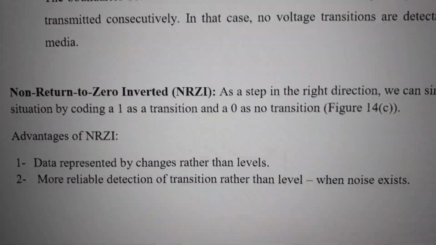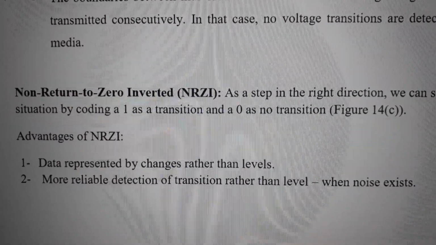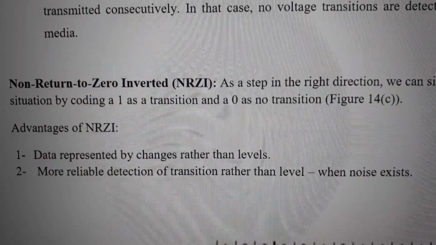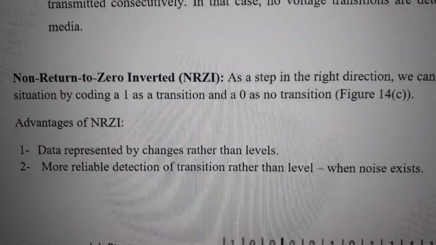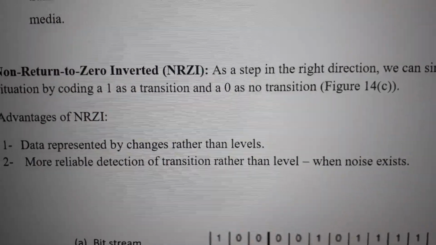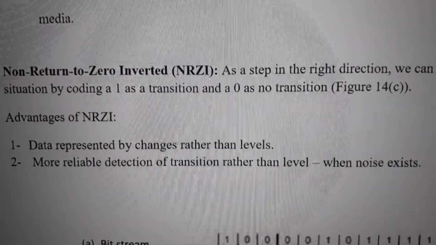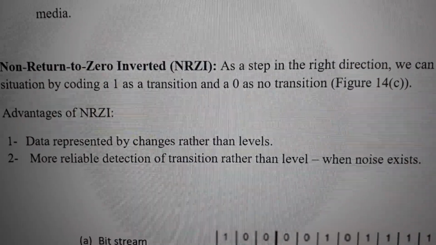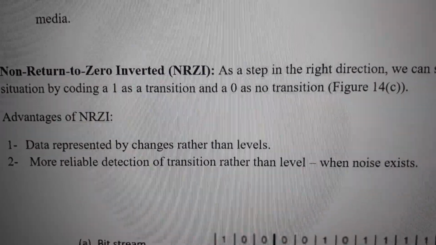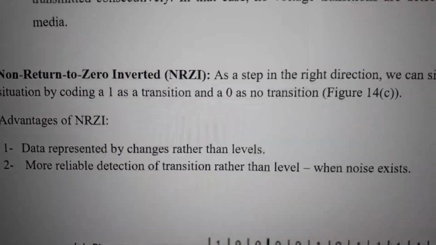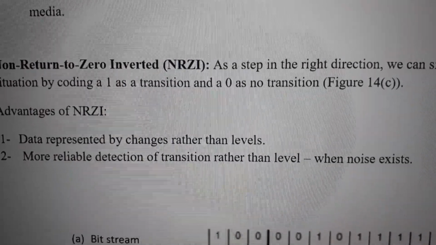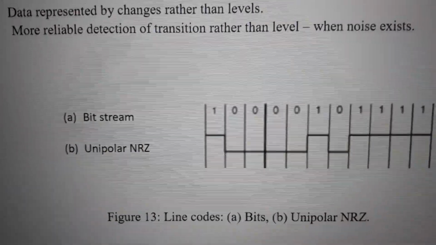إذن حالة الـ inverted أنه الواحد راح يمثل transition بينما الصفر no transition. Advantages of NRZI: data represented by changes rather than levels, more reliable detection of a transition rather than a level when noise exists. خلينا ناخذ بعض الأمثلة.